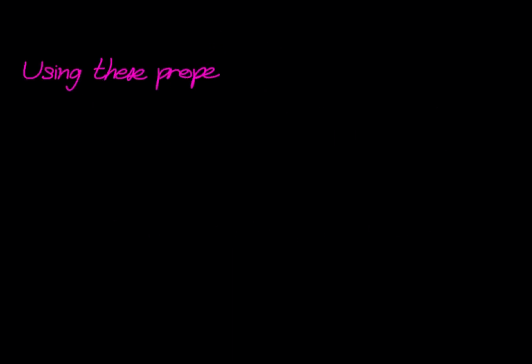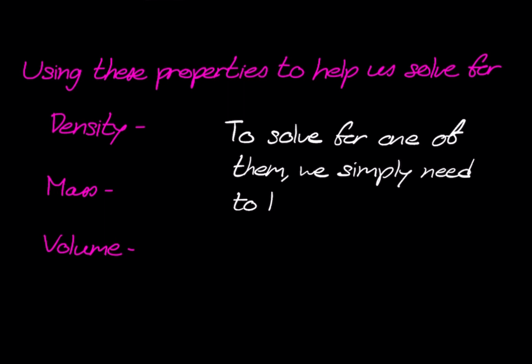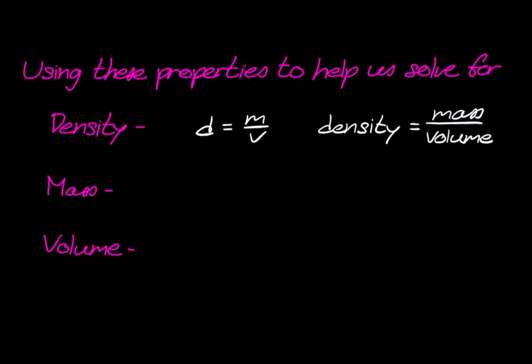Now we can actually use these properties to help us find the density, mass, or volume of a given substance. In order to solve for one of them, for example density, we simply need to be given the other two, mass and volume. The equation to solve for density looks like this. D equals m over v, which means density equals mass divided by volume.